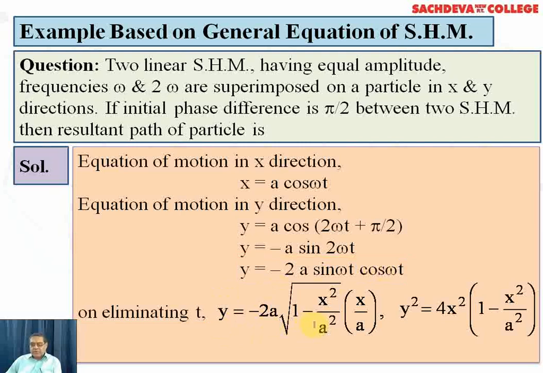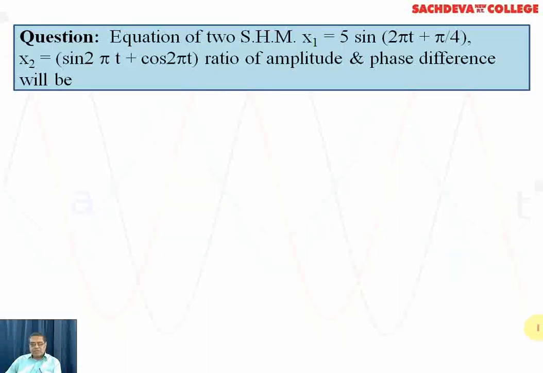So what we do is we take the displacement equation. In the displacement equation, we write y is equal to minus 2a under root 1 minus x square over a square, into x by a. And then we take y square. By taking y square, our function will become 4x square into 1 minus x square over a square.